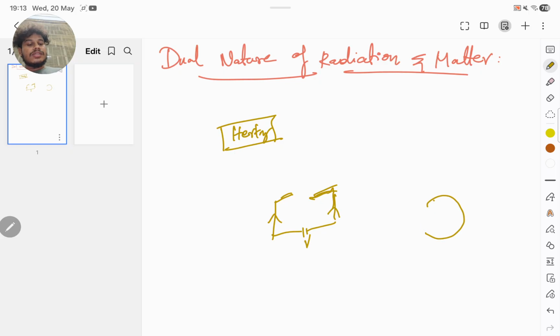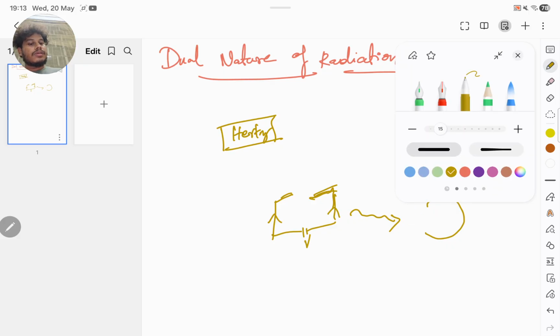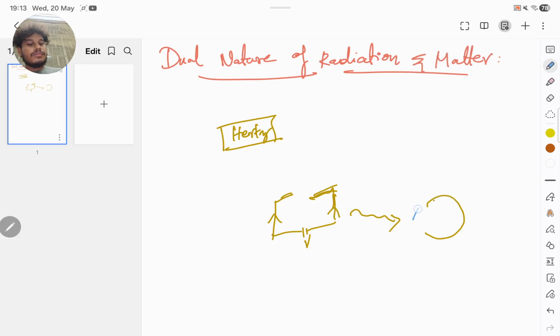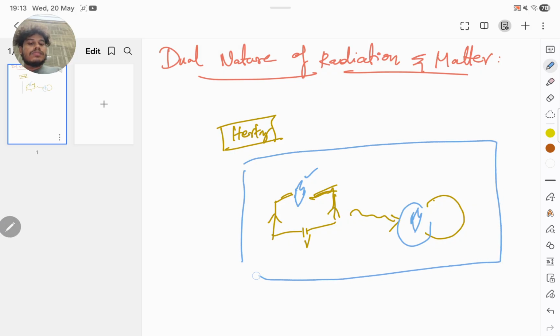Whenever the spark gets generated, it travels from here to here through the space medium, and I can see the spark here and here. Whatever spark gets created, I can observe it from the metallic ring. We have learned this in EM waves, but it happens in a certain room. I can consider this box as a room, as if I am in my room performing this experiment.